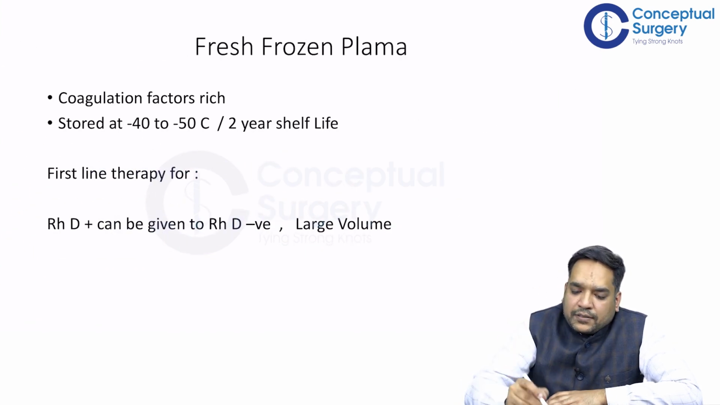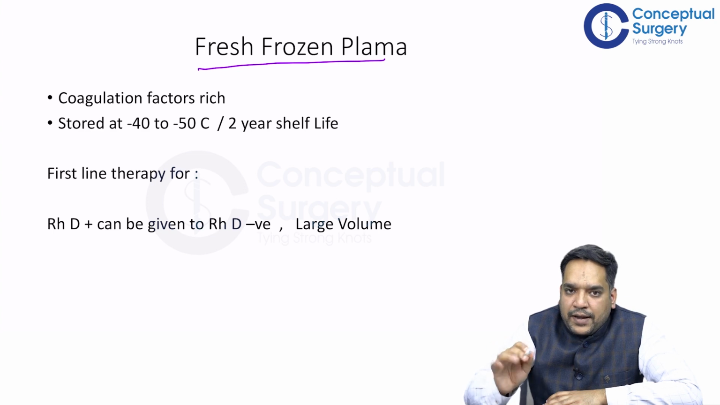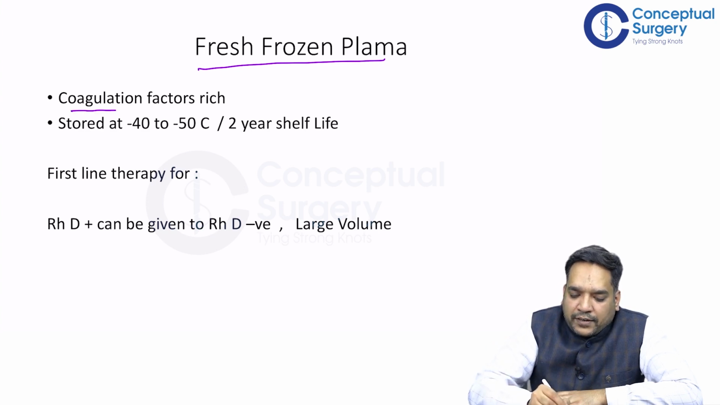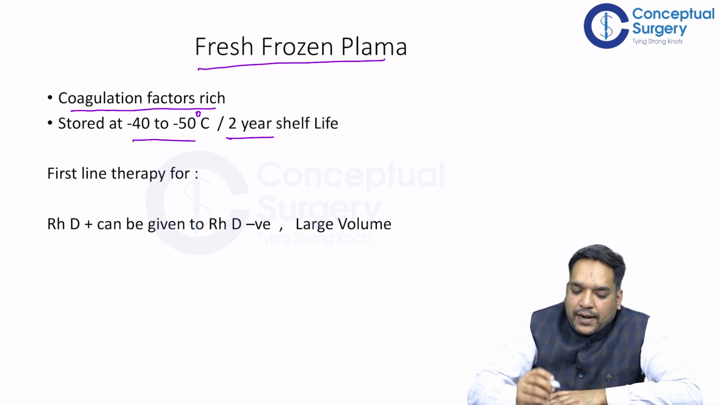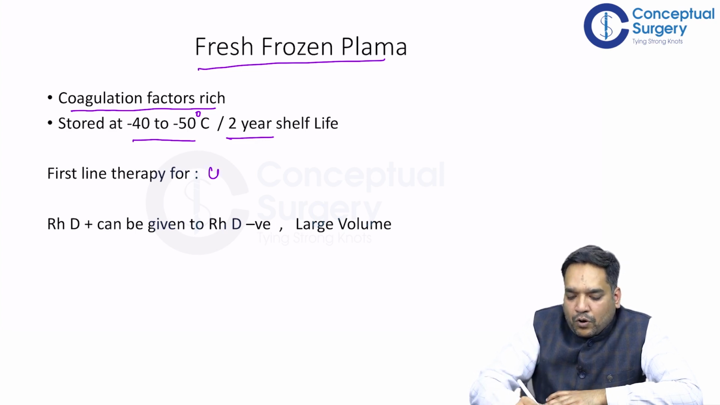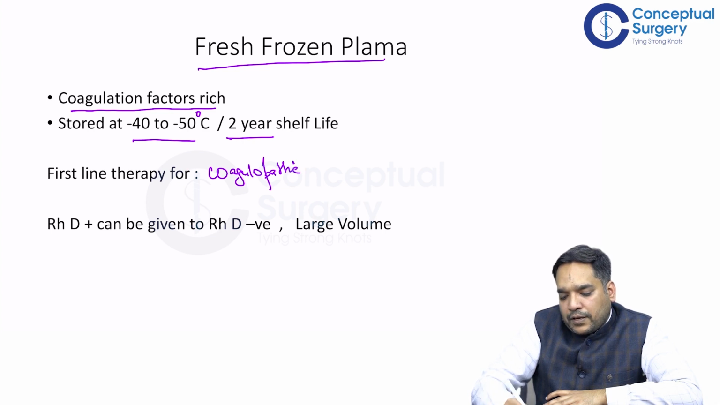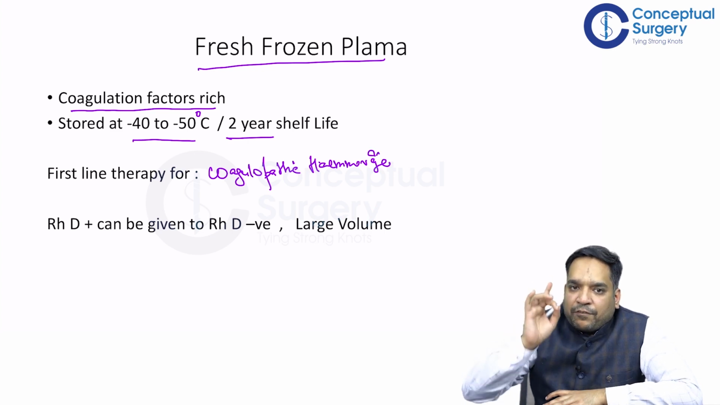The next component is fresh frozen plasma, right? It is basically a coagulation factor rich component. It is stored at -40 to -50 degrees Celsius, right? And it has a shelf life of 2 years, right? It is a first line therapy for coagulopathic hemorrhage. So any bleeding which is caused by coagulopathy, we should give FFP, right?